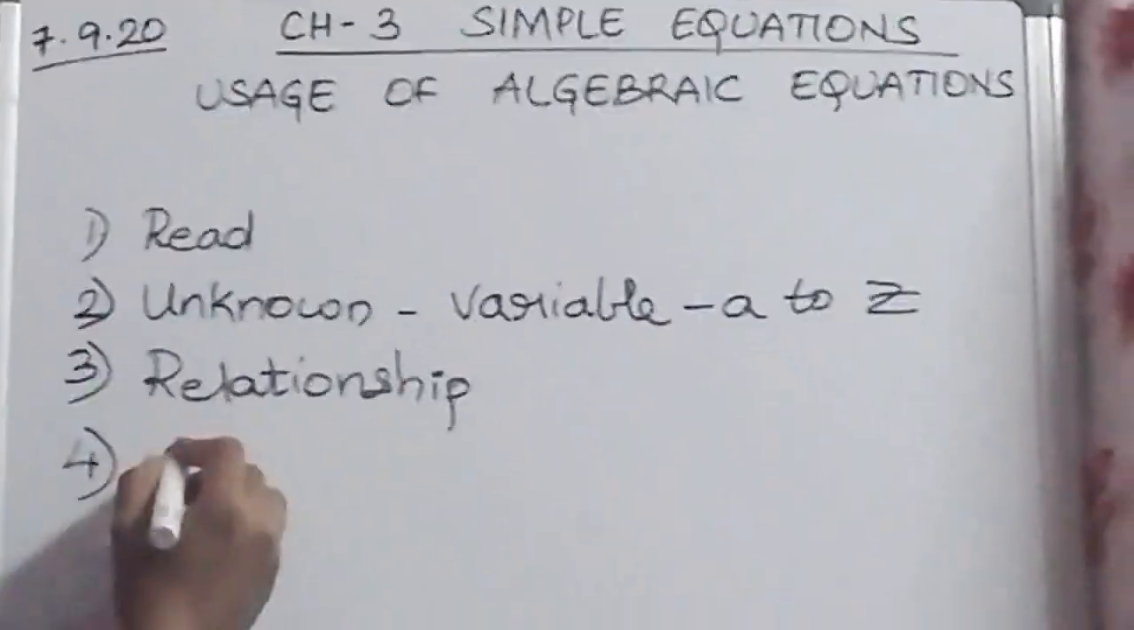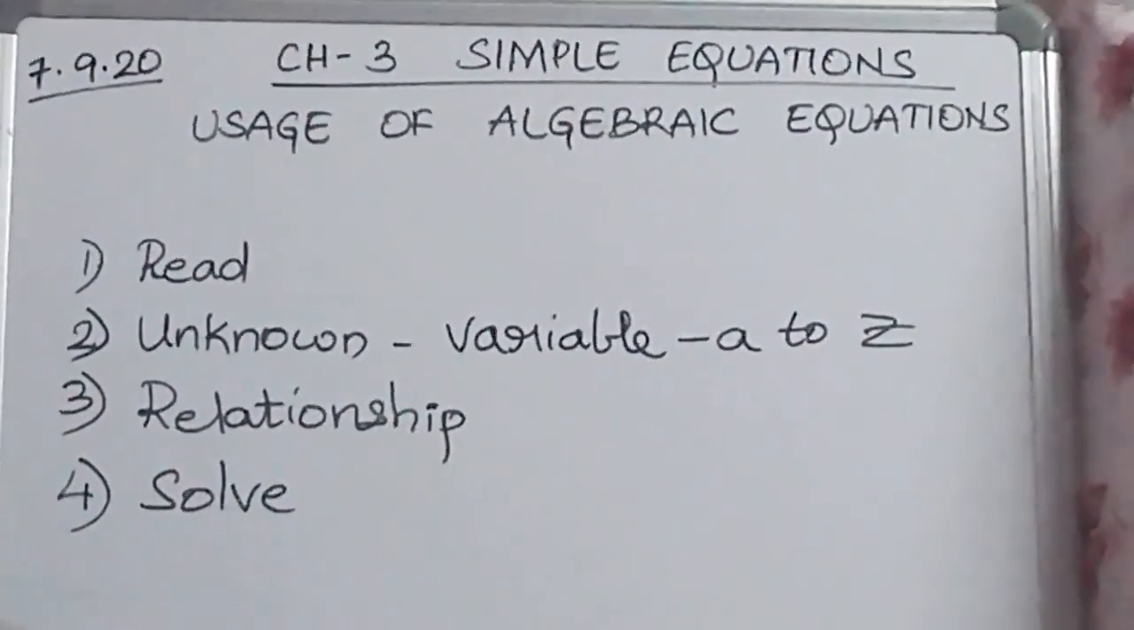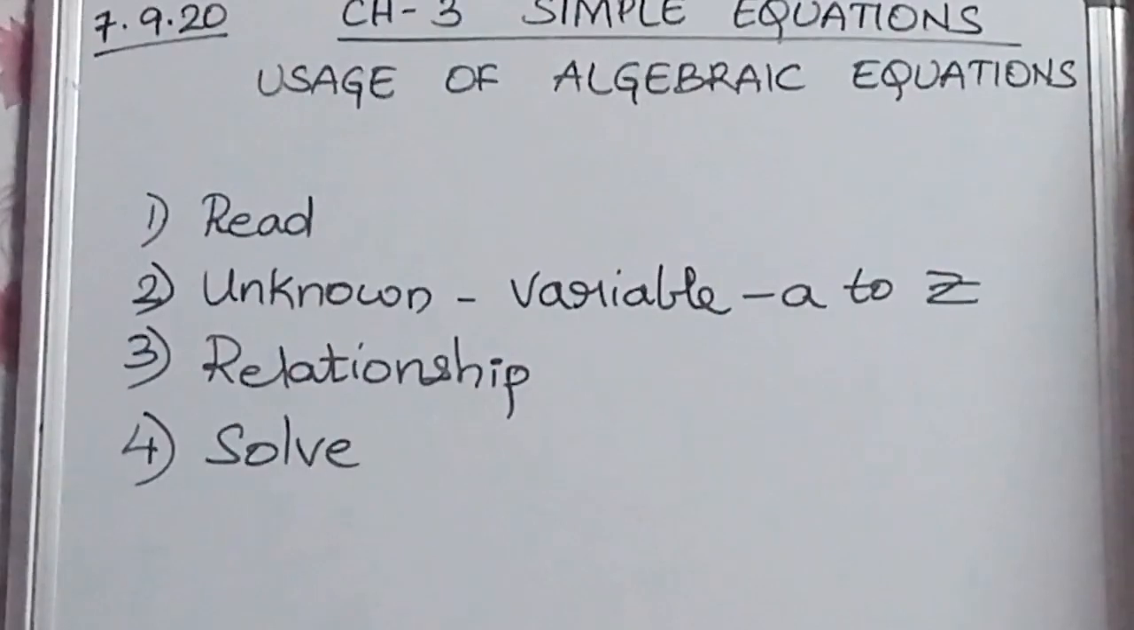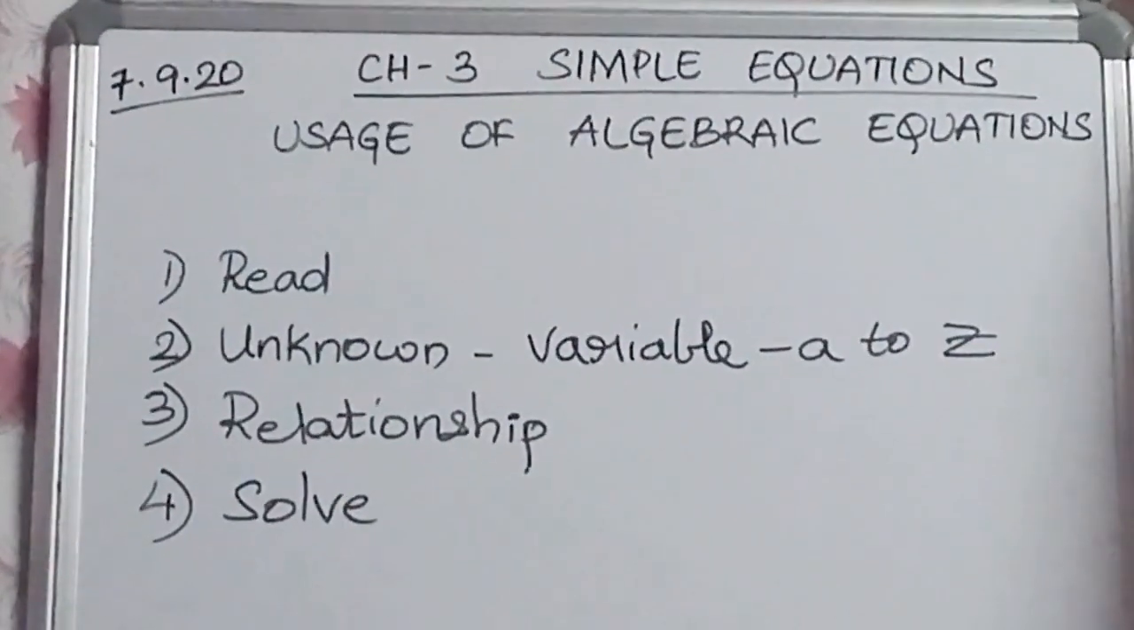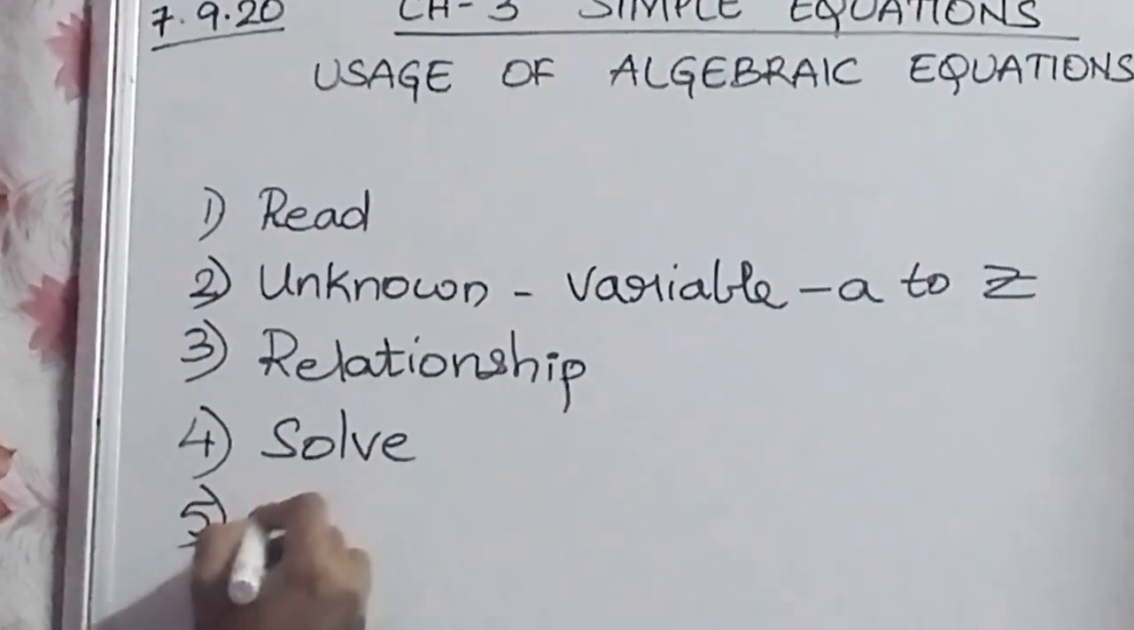The fourth step is you need to solve. How have you solved? There are 3 methods, no? Trial and error method, principle of equality, or transpose method. Mostly the transpose method we are going to use. The fifth step is we need to check.